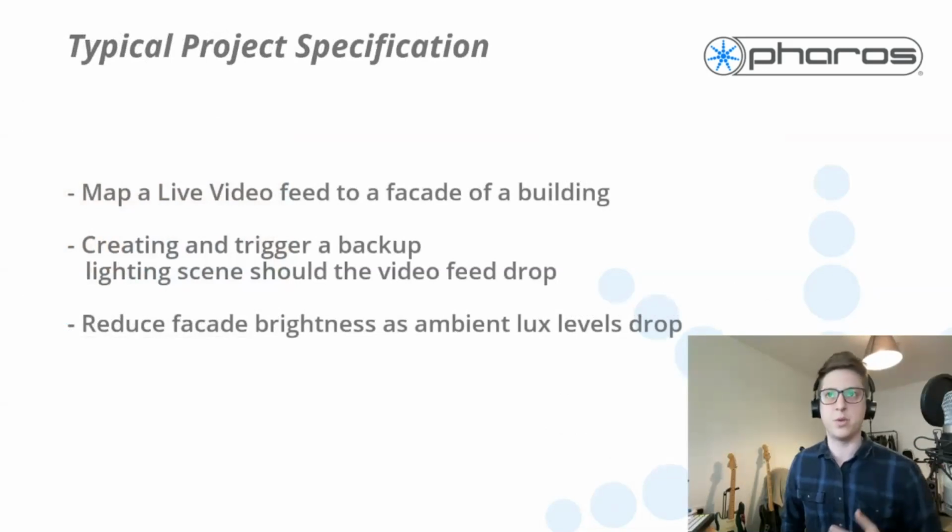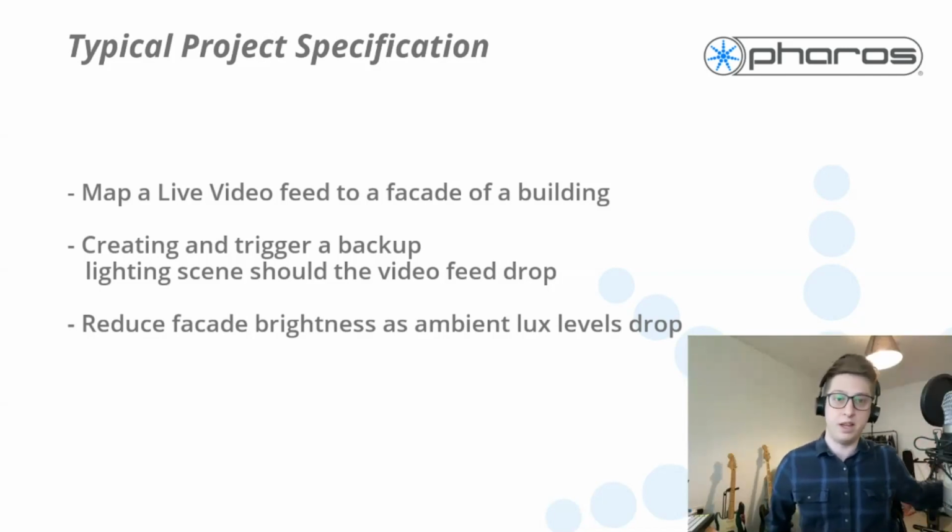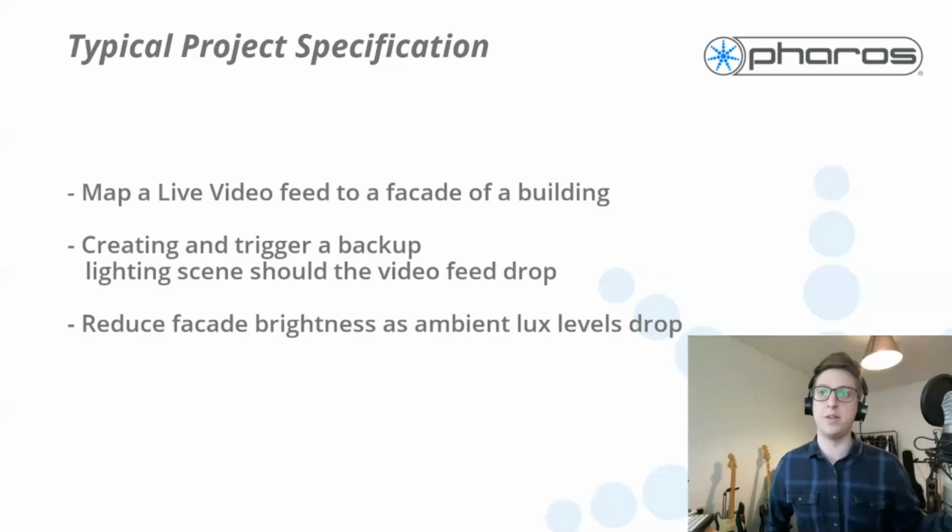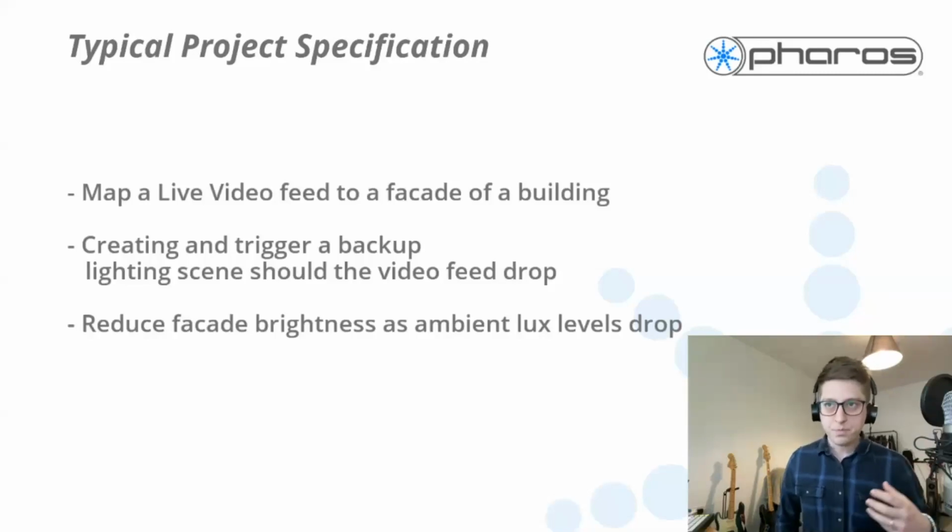So let's imagine that we have a media facade and that our end user just wants to map some live video to that media. So they've got a media device of some kind that's plugged into the back of the VLC via its DVI input, and then we want to map that in real time. They also want to have some backup media should anything go wrong with the media device, the media server, just so that Pharos can put something up in case that happens. And then finally, they want to reduce the facade brightness as ambient lux levels drop, and obviously make it brighter as the lux levels go up again.